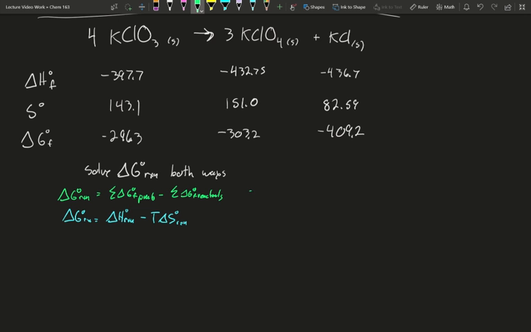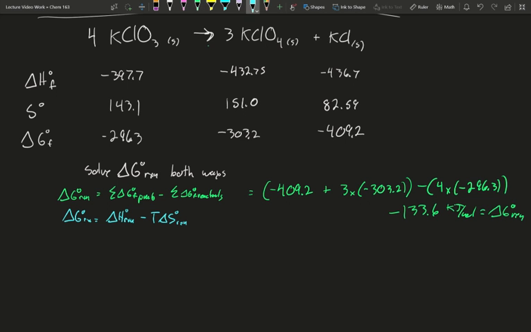Well, my products is going to be negative 409.2 for my potassium chloride plus 3 times negative 303.2. That'll handle my products. I'm going to subtract from that 4 times negative 296.3, which will calculate out at minus 133.6 kilojoules per mole.